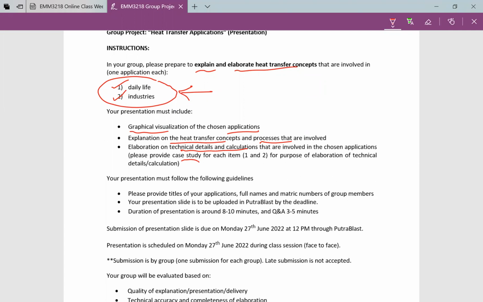If you have any questions, you can ask me. Then the guidelines: provide titles, full name, and metric number, and you need to upload your slide in Putra Blast. We'll talk about the deadline later. And then this is the duration for your presentation, and then we have a Q&A session.